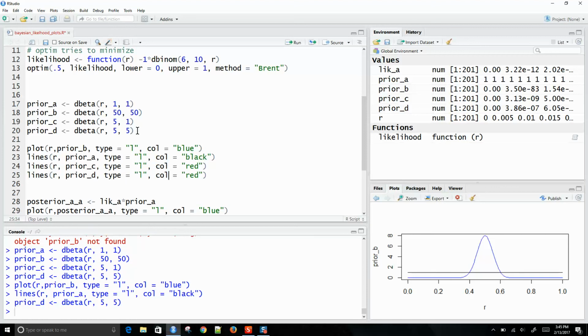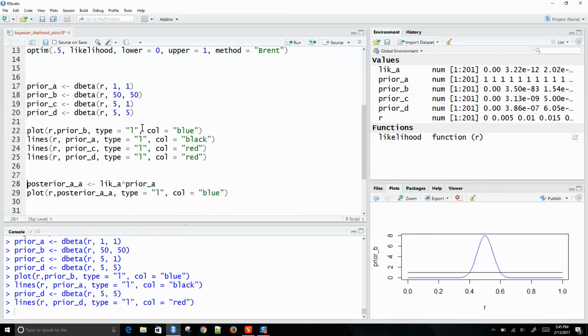So I'll do a red line where the shape parameters are 5 and 5. It's kind of the idea that so far we've only seen 5 heads and 5 tails, sort of. Okay? And so when I plot this, it's still centered at 0.5, but we're going to allow for a lot more kind of variability in our predictions here.